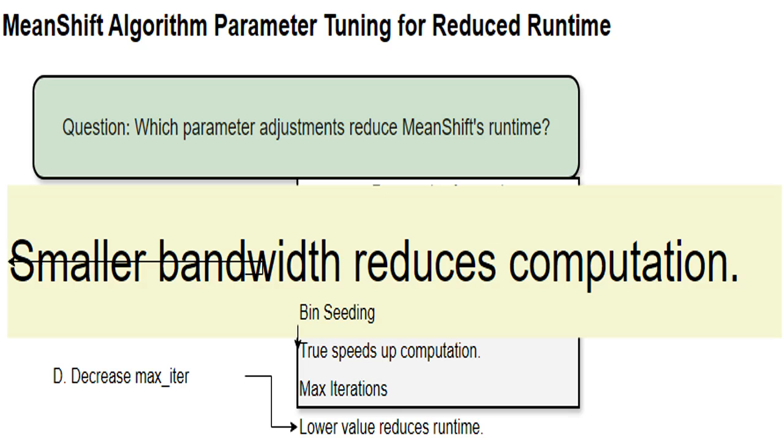The bin_seeding parameter uses a smart technique to reduce the number of starting points for MeanShift. Imagine searching for clusters in a huge field. Instead of checking every single blade of grass, representing a data point, bin seeding divides the field into bins and only checks a few representative points from each bin. This significantly speeds up the process.